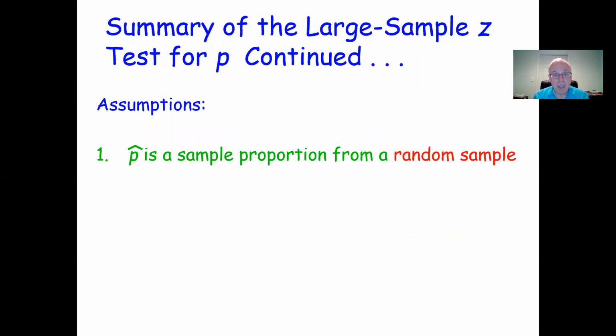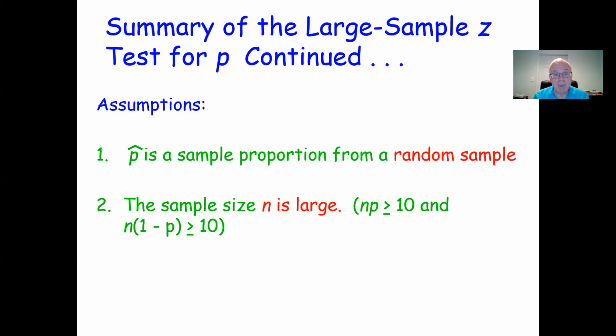Okay. Where does p hat come from? It's a sample proportion from a random sample. Remember that n times p and n times 1 minus p have to be greater than or equal to 10. Now, in this particular case, when we do hypothesis tests, since we have a hypothesized value for p, when we calculate n times p, we're going to use the hypothesized value, the number that's in our hypothesis test. We're going to put that in for p, not the p hat.